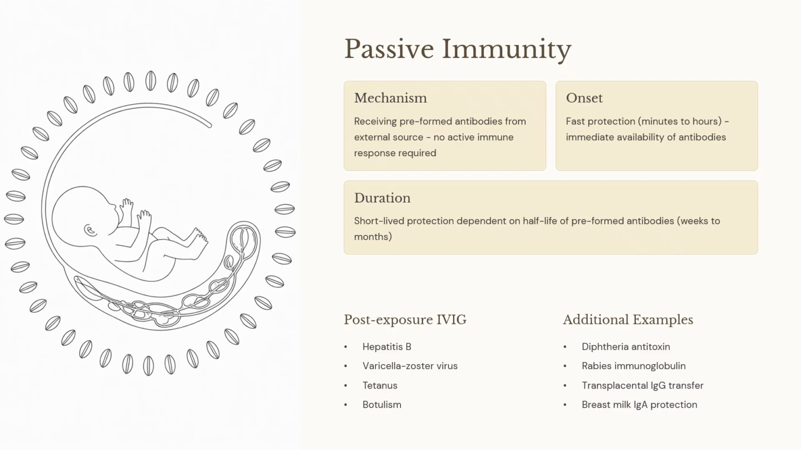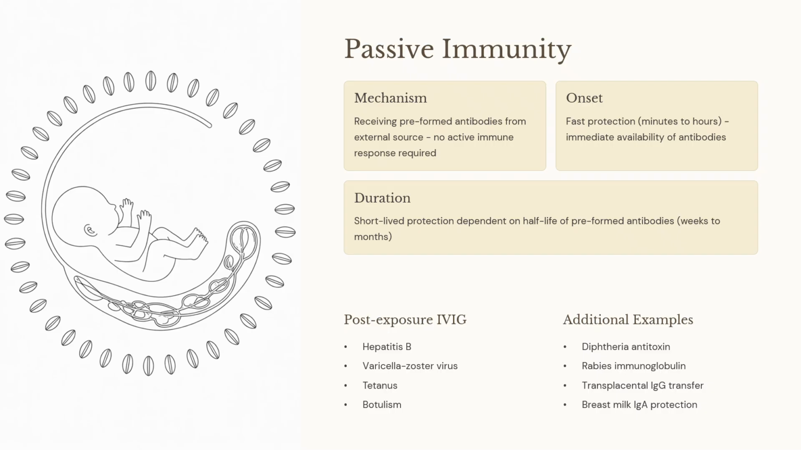In hepatitis B, IV immunoglobulins can be provided. In varicella zoster, tetanus, as well as botulism, where the body is unable to produce the immune response, maybe they are immunodeficient, then IV immunoglobulins can be given.